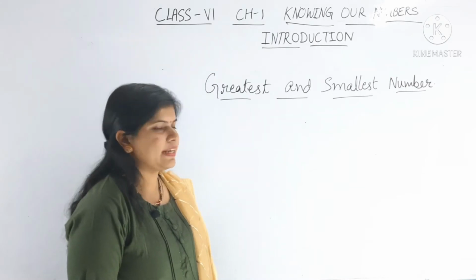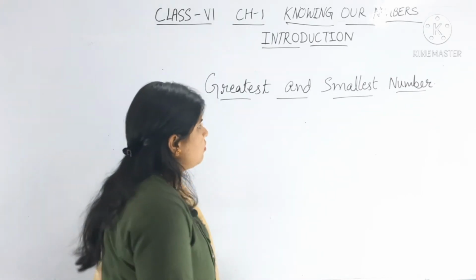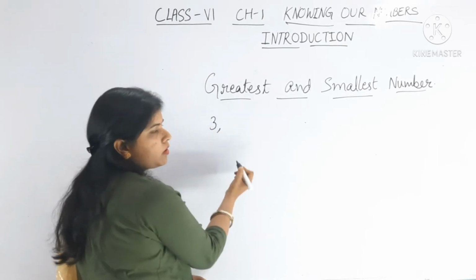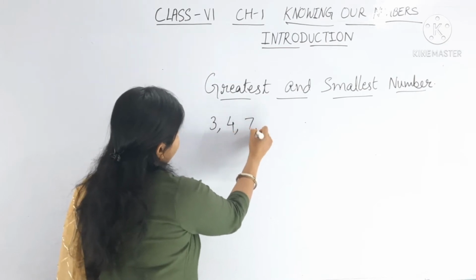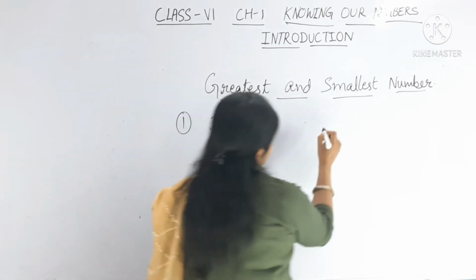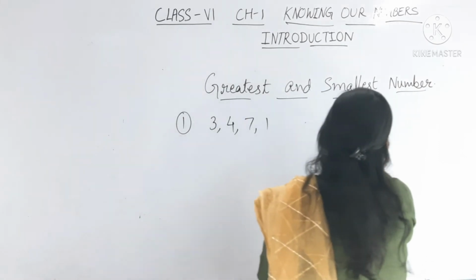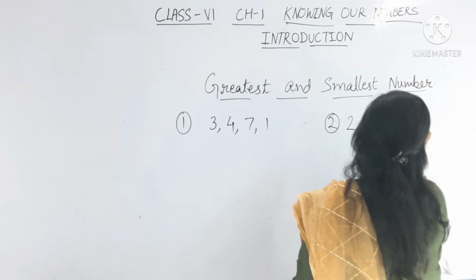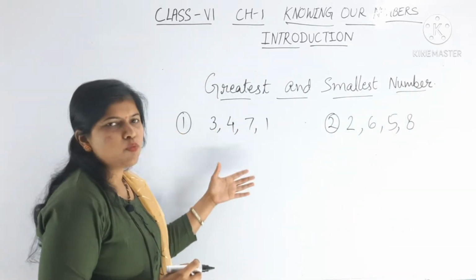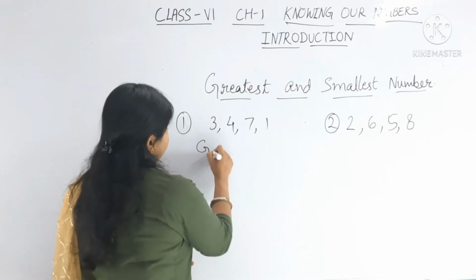Now let's move to the next point, that is the greatest and smallest number. We have been given some numbers like 3, 4, 7, 1. This is the first one. I am taking 2 examples to understand. The second is 2, 6, 5, 8, maybe like this. We have to write the greatest and smallest number from these digits. So how will you write?